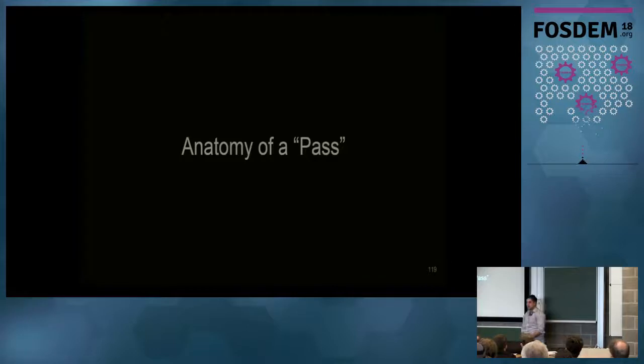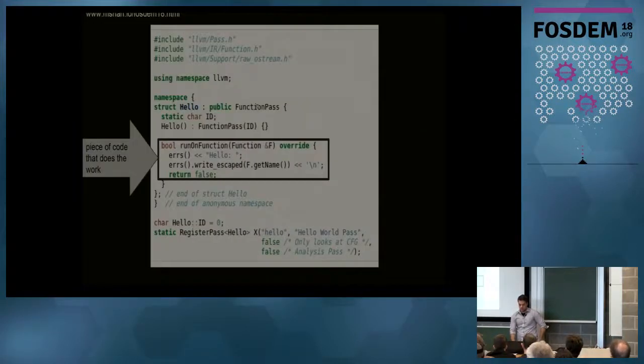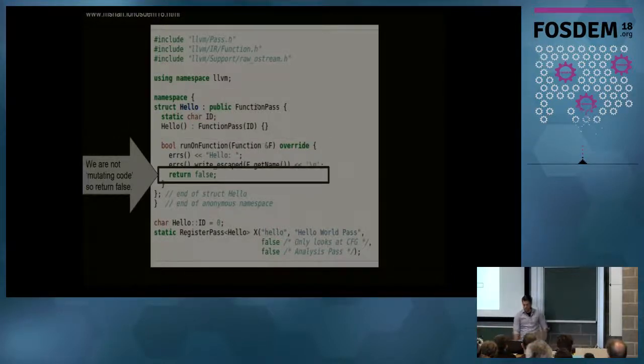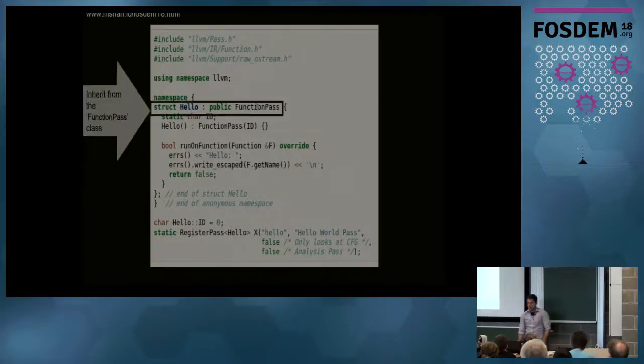So let's go over the anatomy of the pass, some of the parts I skipped over. Okay, so again, this runOnFunction, this is the piece that does the work. We're returning false because this is just an analysis pass. It's not making any changes to the code, any transformations. It's just giving me information. We're inheriting from the FunctionPass class here.